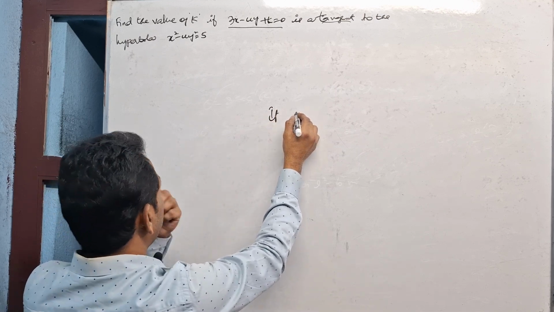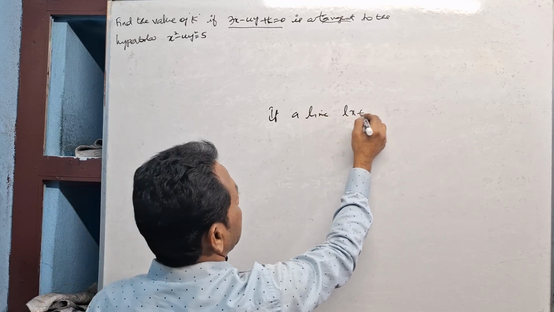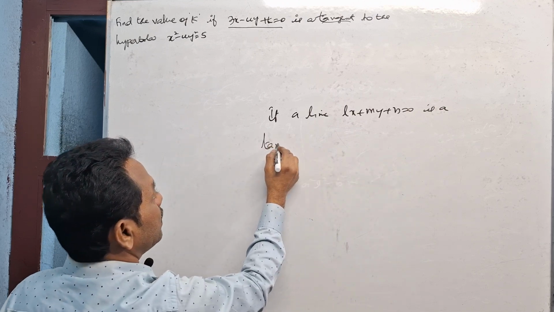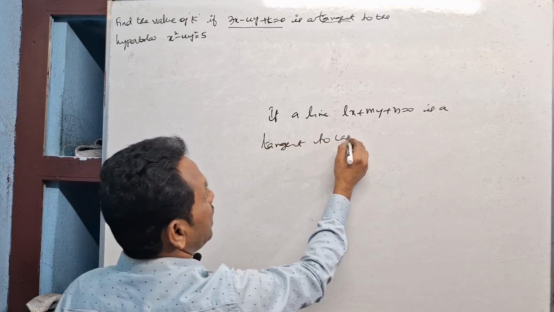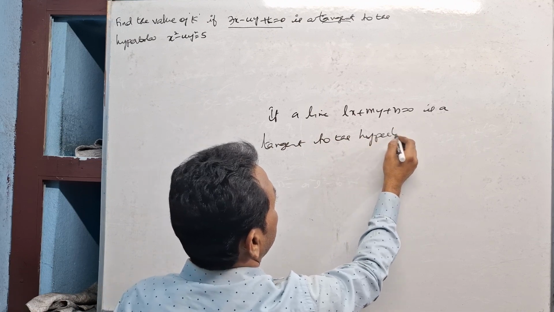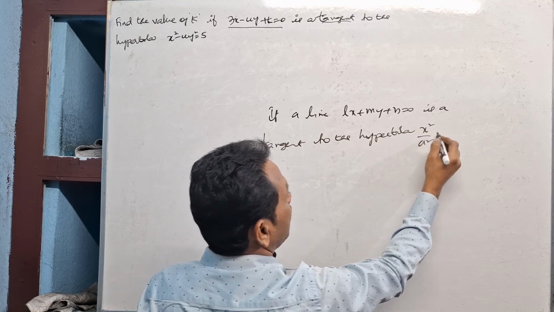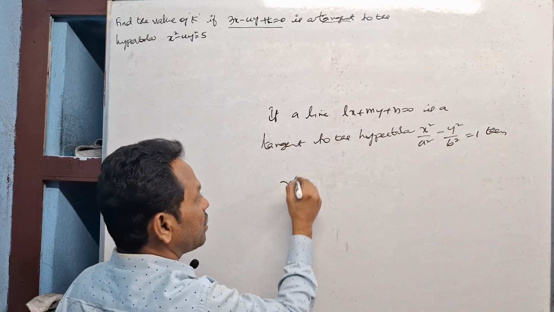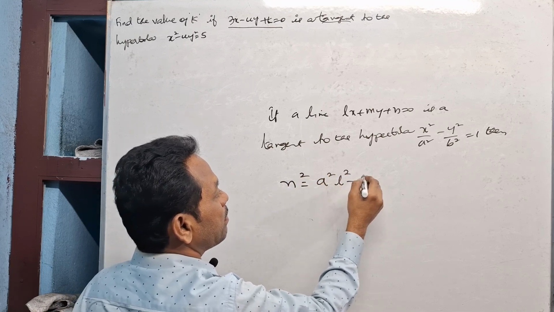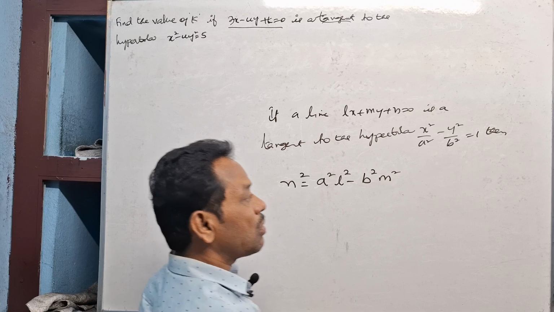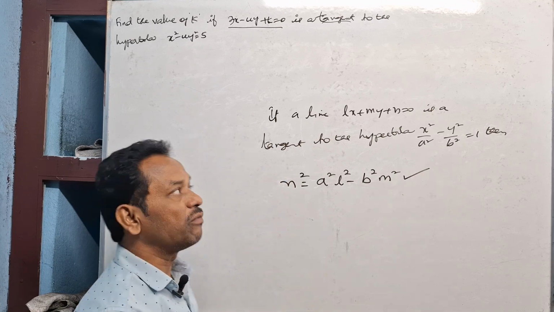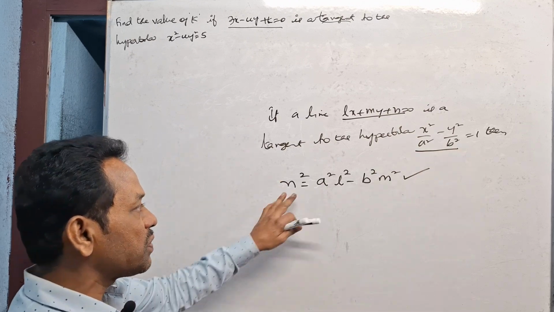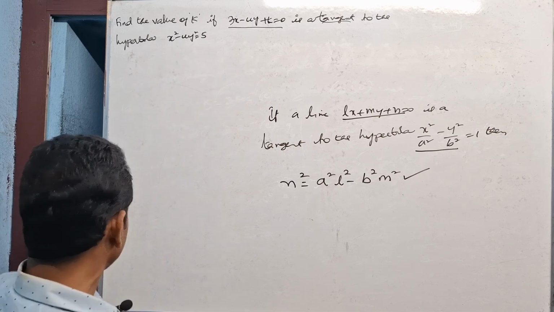If a line lx plus my plus n equals 0 is a tangent to the hyperbola x square by a square minus y square by b square equal to 1, then we can say n square equal to a square l square minus b square m square. Now this condition can be used when a given line is tangent to the hyperbola. Let me use this condition to get the value of k here.